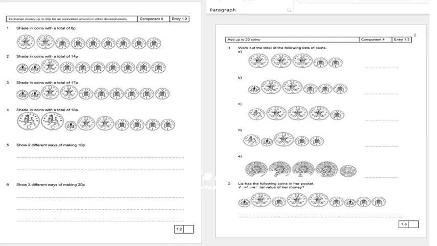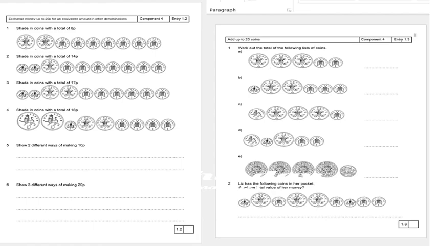Okay guys, welcome to this video where we're looking at component 4, so money for entry 1.2, 1.3 and 2.1. This is all to do with understanding money and the value of money. It's for AQA entry level maths, so the AQA entry level certificate for maths.